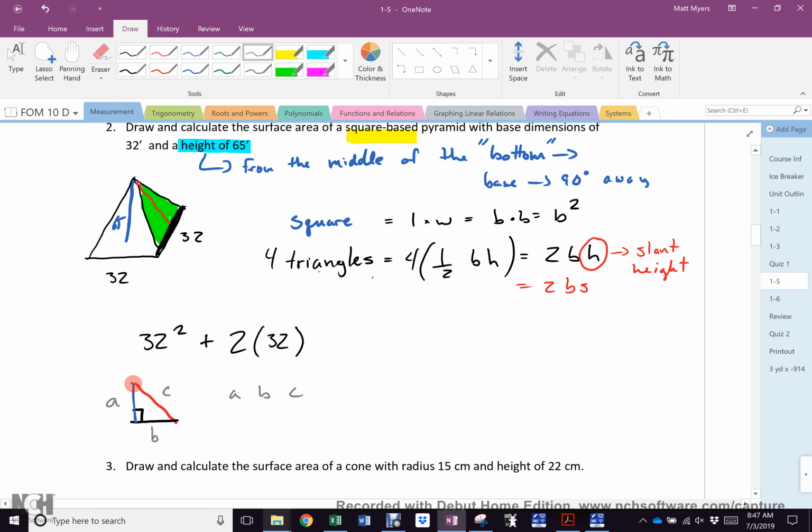So, do we know this blue distance? How long is that blue line in our pyramid? 65. How long is that black line in our pyramid? This is a trick. I want to see who can figure it out. 16, you sneaky. How will I find C?